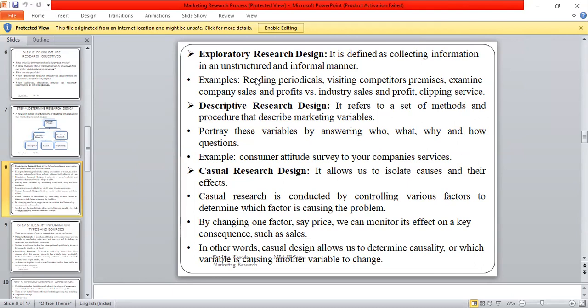By changing one factor, say price, we can monitor its effect on the key consequences, such as sales. Let's take an example from a company's point of view. You want to see if you reduce your price, whether the sales volume increases or not. If the other variable is affected, that means you are conducting causal research design. In other words, causal design allows us to determine causality, or which variable is causing another variable to change.